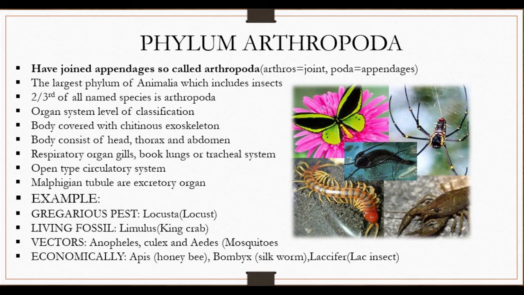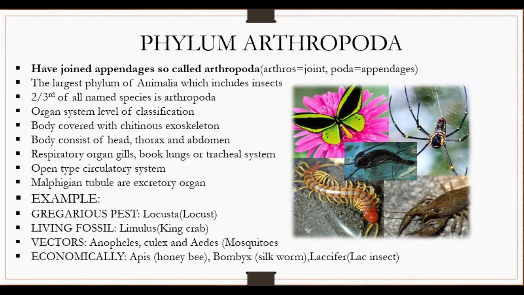They are at the organ system level of organization, with a body covered by a chitinous exoskeleton. The body consists of head, thorax and abdomen. The respiratory organs differ: gills, book lungs or the tracheal system. They have an open circulatory system. The Malpighian tubules are the excretory organs.